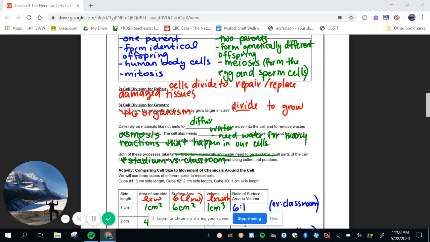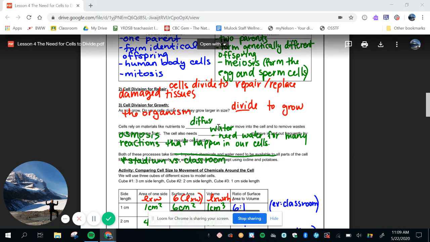All of us started off as one fertilized egg cell. From there, we don't just grow that one fertilized cell to be really, really big. We divide it smaller and smaller and smaller so that our whole organism can grow. We'll talk about that a bit more after.